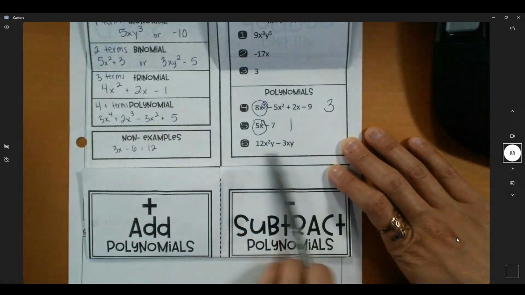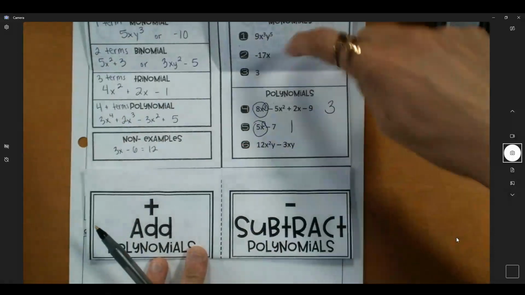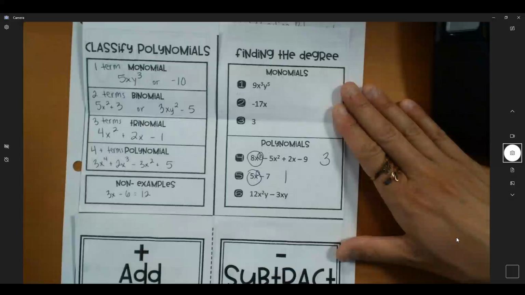And then for this one, so this goes back to the monomial. So I'm going to jump to monomial and then back to this example in just a second.